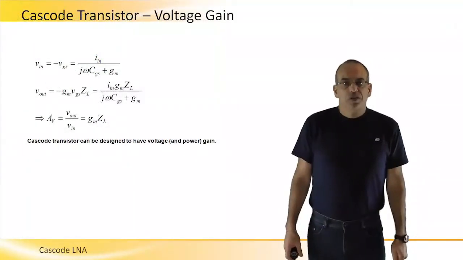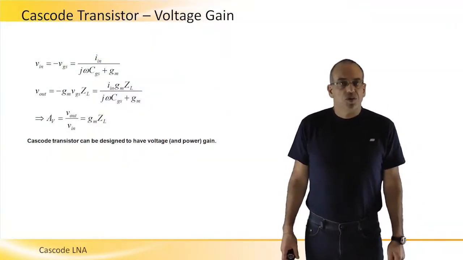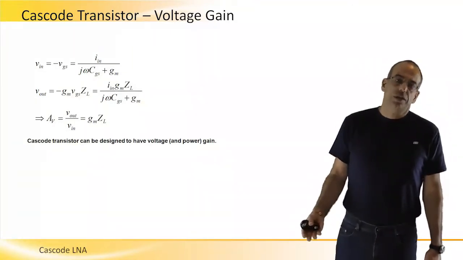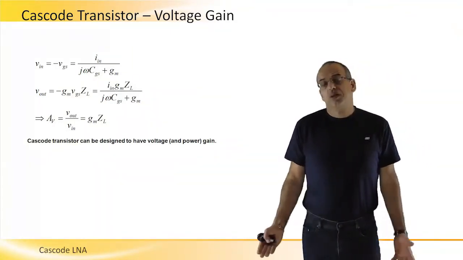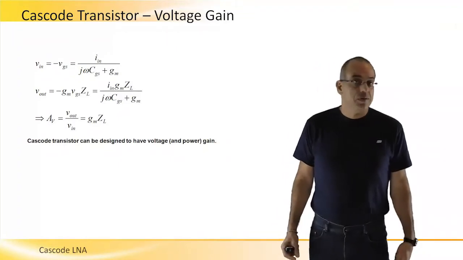We have just mentioned that the Cascode transistor is actually a current buffer, so it doesn't amplify current.